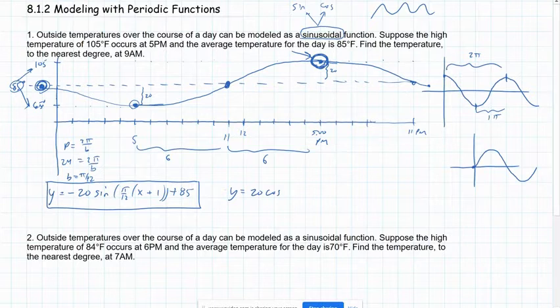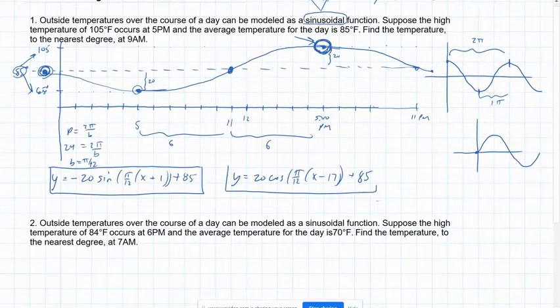In this case, it's been shifted to the right. That high point has been shifted to the right by 17 hours. So x minus 17. We need to put the period in there, so that's b is pi over 12, and then shifted to the right 17 hours, and then again shifted up 85 because our midline is at 85. So there's another possible equation that we could write.